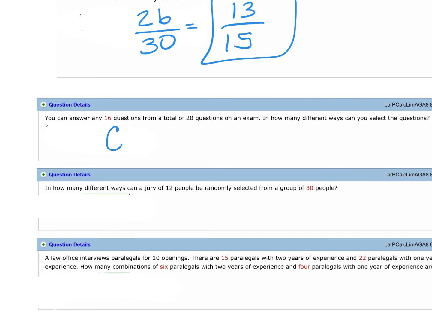Olivia asked a second ago, how do you know which number goes where? The bigger number goes first. So it's 20, and you get to choose 16 of them. So our formula looks like this. 20 factorial over, anybody remember? It's n minus r, so 20 minus 16 factorial times 16 factorial. So I have 20 factorial over 4 factorial, 16 factorial.